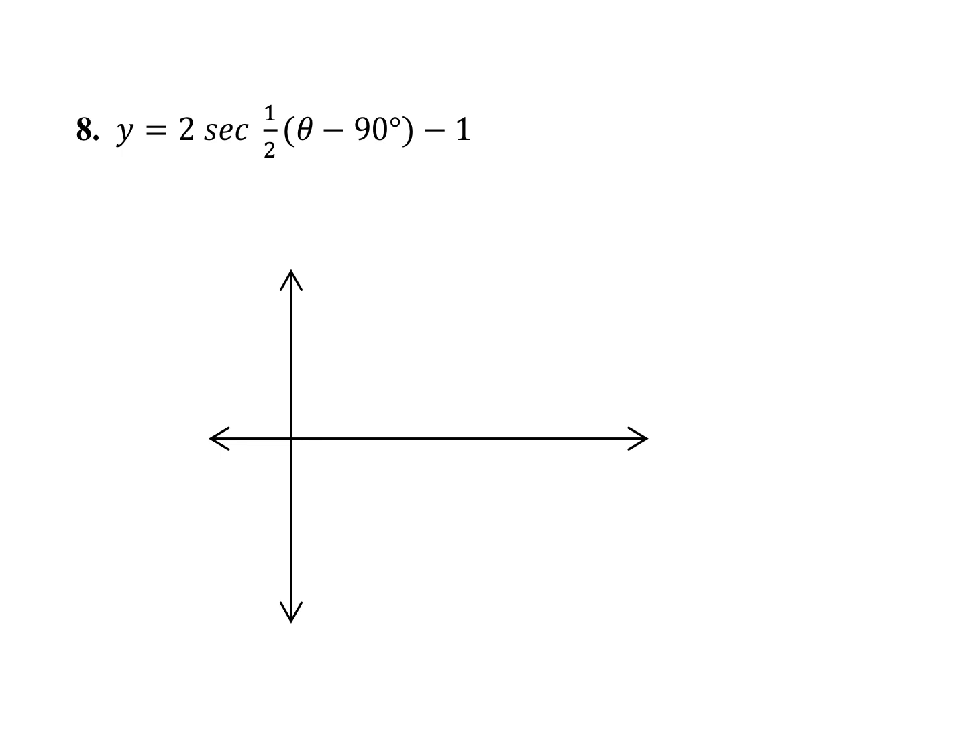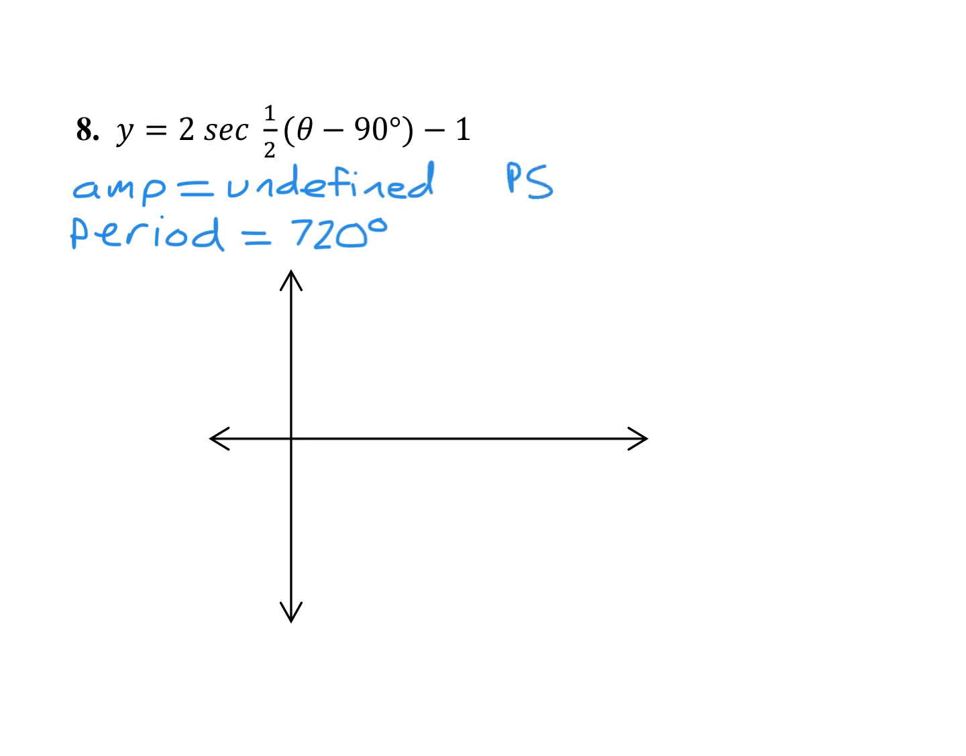All right, number 8 has an amplitude, well, it would have an amplitude of 2 if it was cosine. But secant has an undefined amplitude. The period is 360 divided by 1/2. So 360 times 2 is 720 degrees. There's a phase shift of 90 degrees to the right. And there's a vertical shift of 1 down.